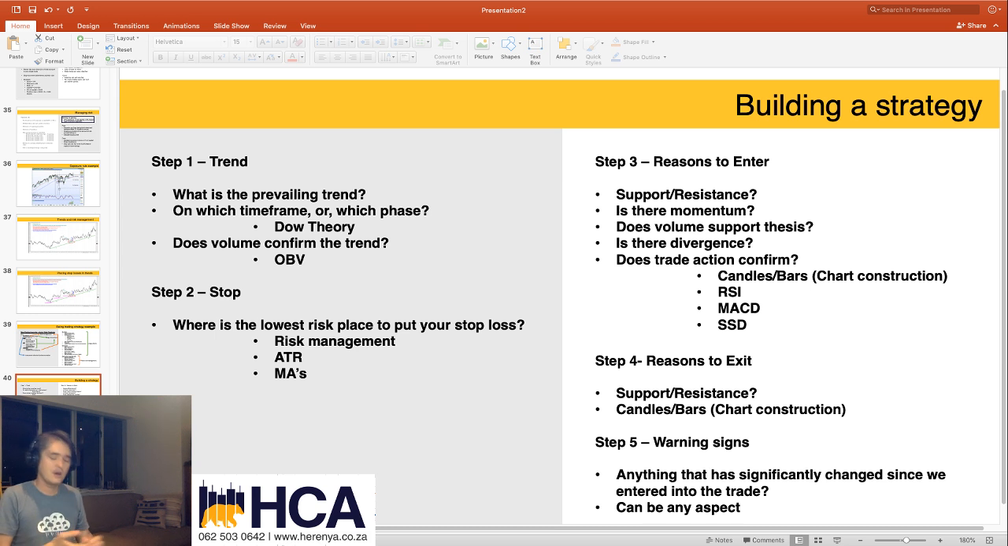How are moving averages going to help you manage risk? Right? Moving averages are also nice trend indicators. Could you use a moving average, for example, as a trailing stop loss? That's maybe another idea.